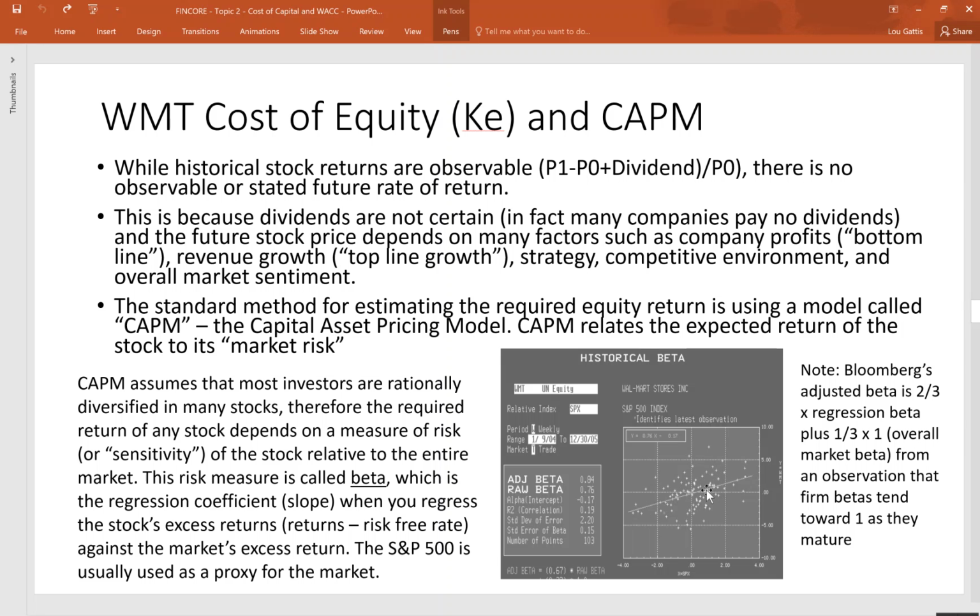Each date represents a point where you have a market return and a stock return. If we fit this data with the best fit line, the regression line that minimizes the squared deviations from this line, the slope of this line we call beta, and it gives us a measure of how sensitive that stock is to the overall market. So we're going to use historical data, download historical returns of the market and Walmart, and calculate the slope of that best fit line.